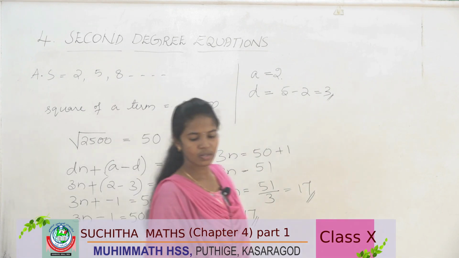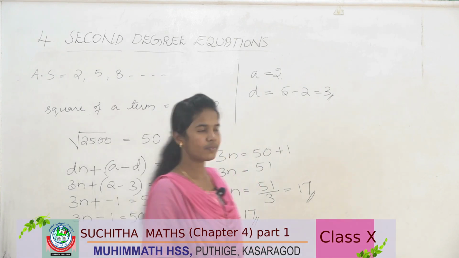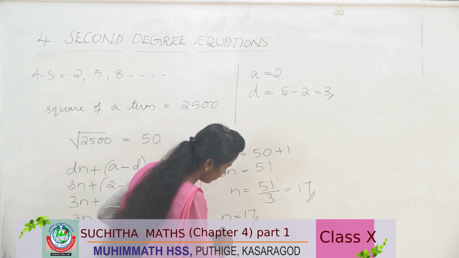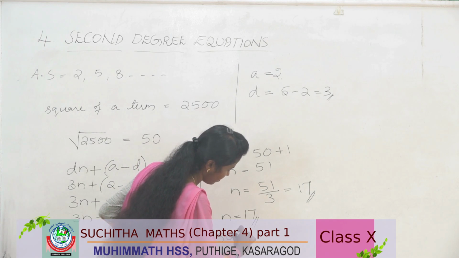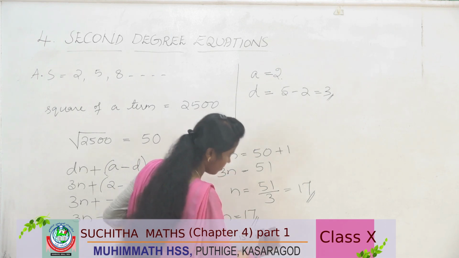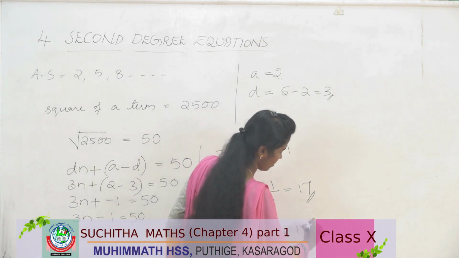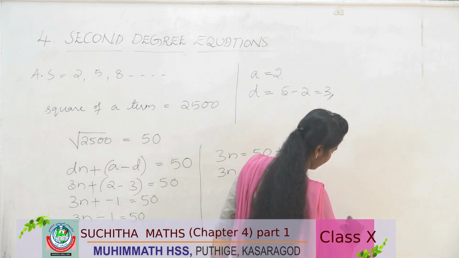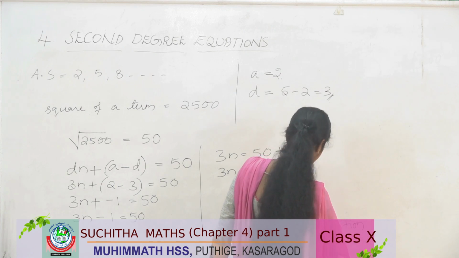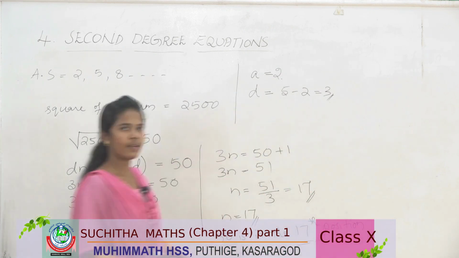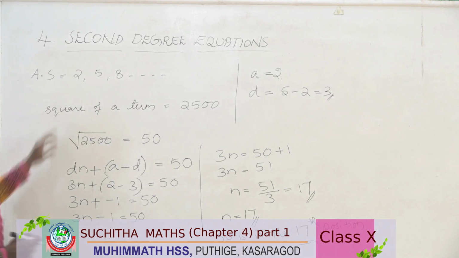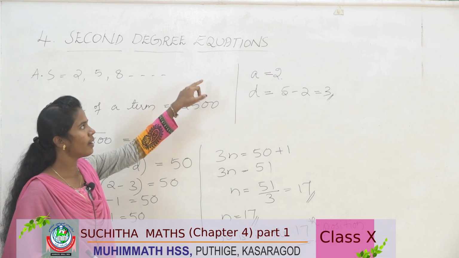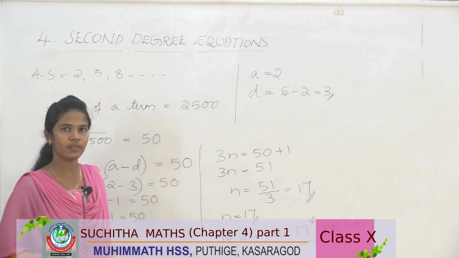So in the question we have to find the position of that term. So 50 is in the 17th position. That means the 17th term of this arithmetic sequence is 50 and its square is 2500.